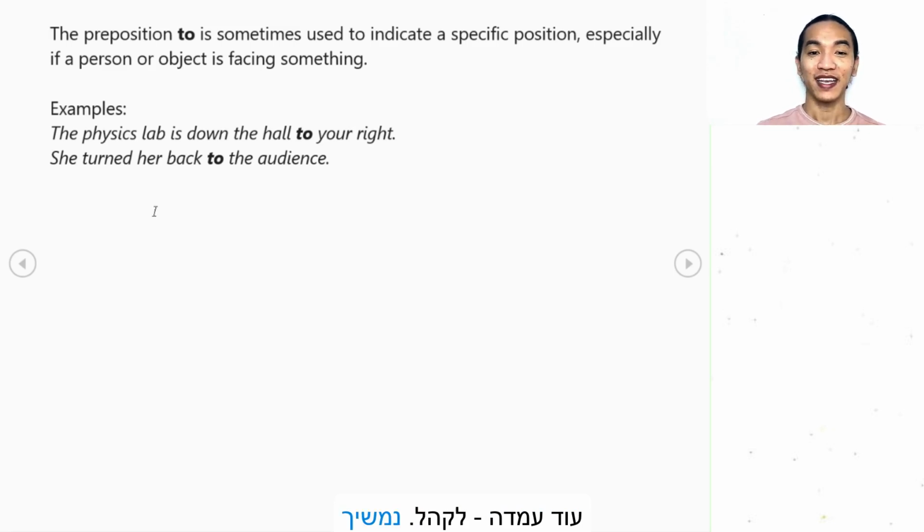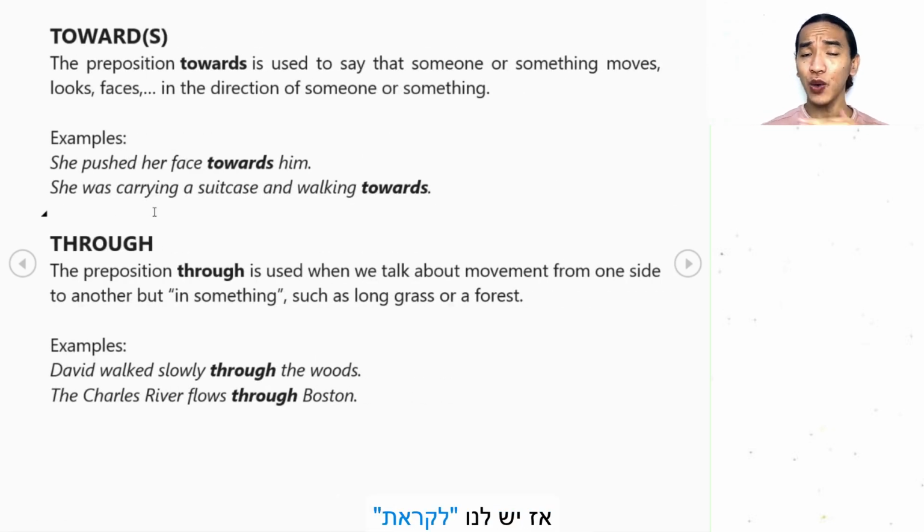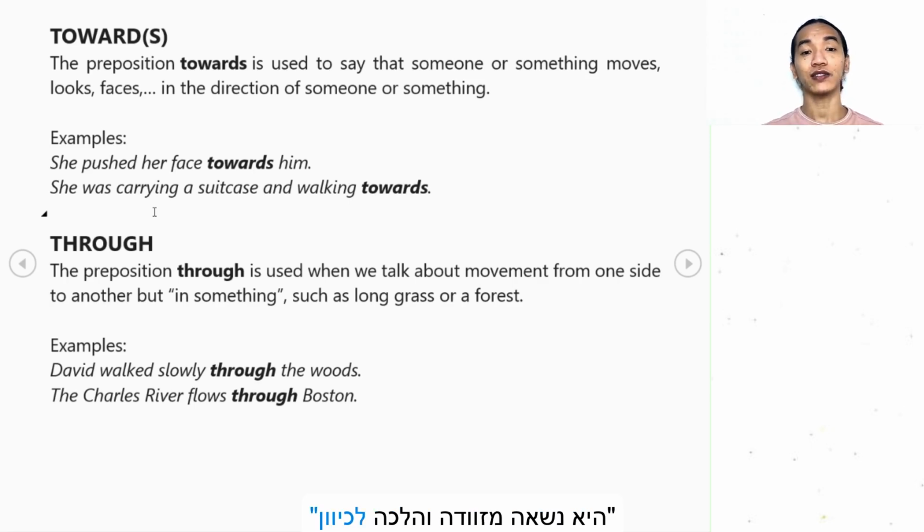Next one. So we have "towards". It's almost similar in meaning to "to". The preposition "towards" is used to say that someone or something moves, looks, or faces in the direction of someone or something. Example, she pushed her face towards him. She was carrying a suitcase and walking towards.